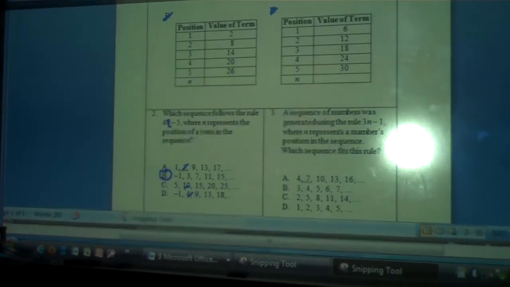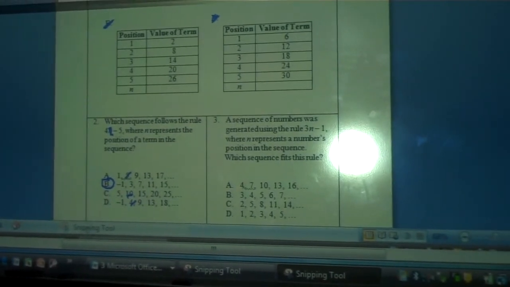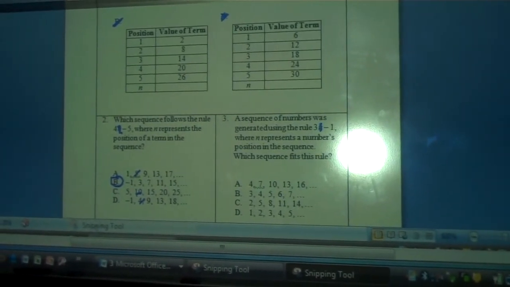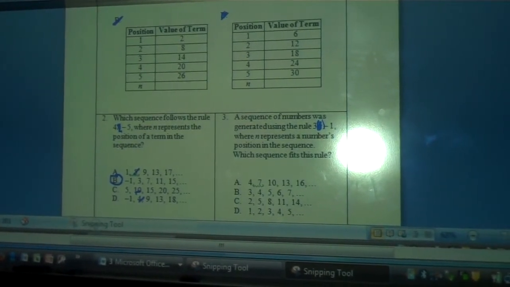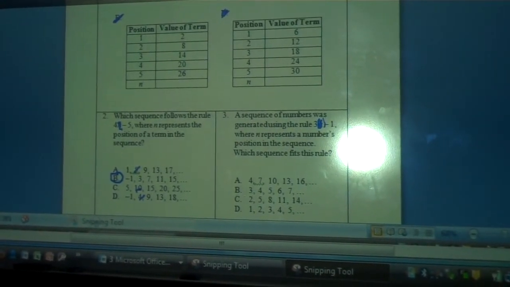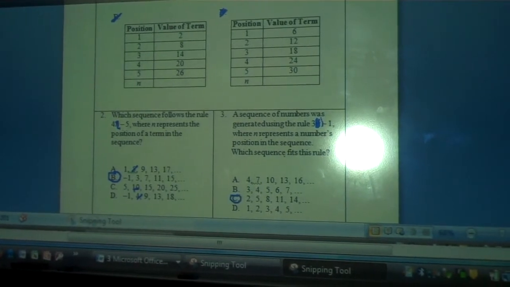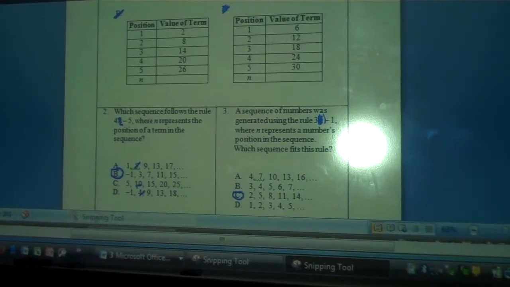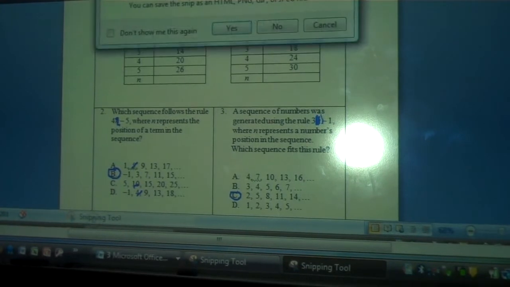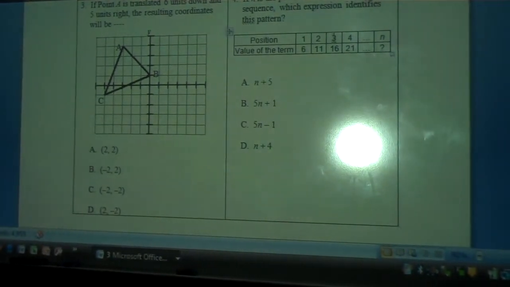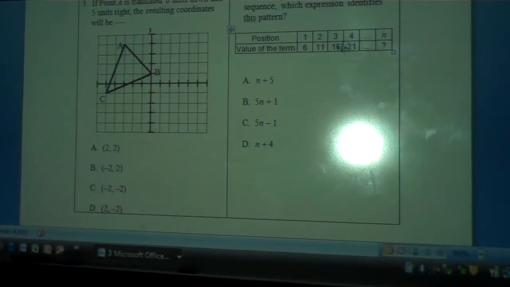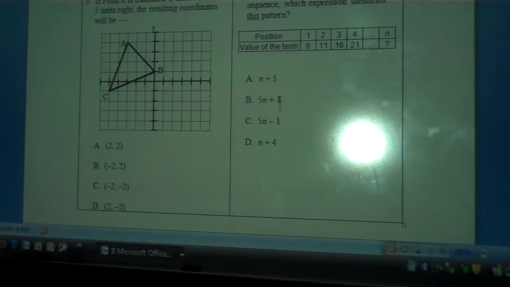Come over here on number 3. All of these are different, so I can put 1 in here if I want. 3 times 1 is 3, minus 1 is 2. In position 1, my answer should be 2. That's C. Okay, so this is when they give us a rule, and we have to find the sequence. We can also have to find the rule. Here they're giving us a sequence, and we need to find which rule works.